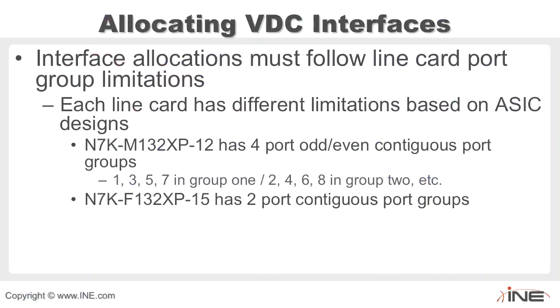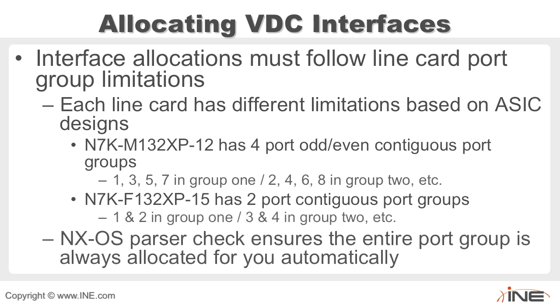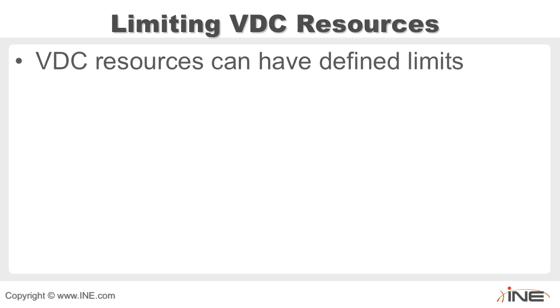The F132XP-15 has 2-port contiguous port groups. I didn't say even contiguous or odd contiguous, so it's not odd numbers or even numbers. It truly is port 1 and 2 are part of the same port group. Port 3 and 4 are part of the same port group, etc. Okay? And as we just mentioned, the parser is going to automatically check and allocate if we make a mistake or just are lazy in our typing. And we'll demonstrate that in a moment.